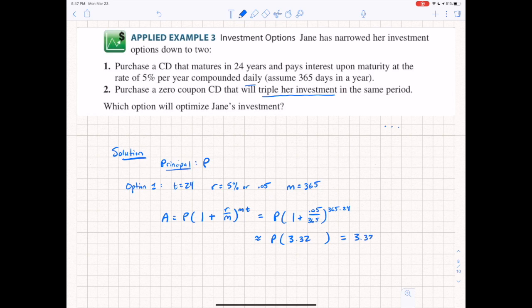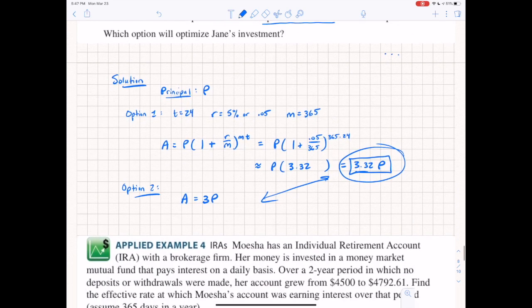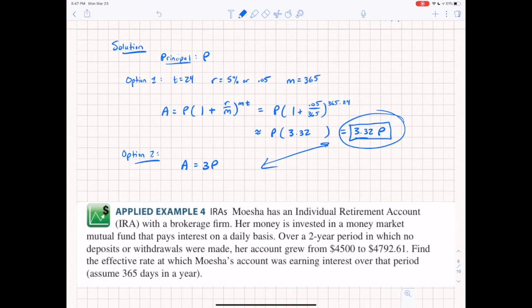So essentially, at the end of the 24 years, we would get 3.32 times the principal amount as our final amount, which is interesting because in option 2, we're told that the accumulated amount in the same 24-year period would just be 3 times however much she invested. So when comparing the two, option 1 would be better because we'd end up making roughly 10% more than we would if we took option 2.